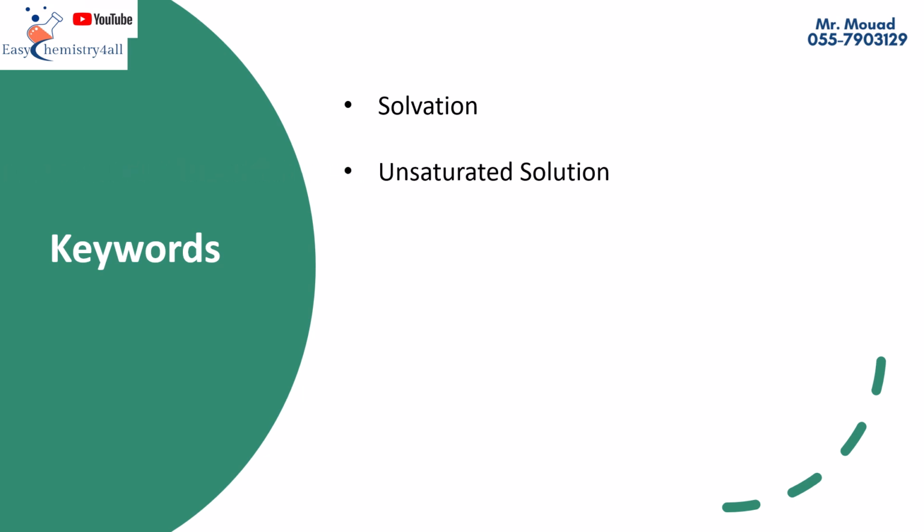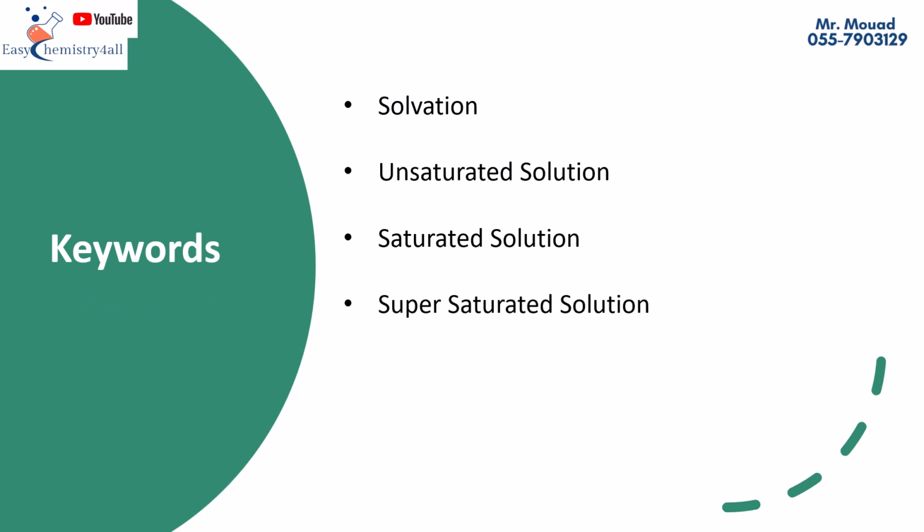We also have unsaturated solution. It's a solution that contains less dissolved solute for a given temperature and pressure than a saturated solution. In other words, more solute can be dissolved in an unsaturated solution. We also have saturated solution. It's a solution that contains the maximum amount of dissolved solute for a given amount of solvent at a specific temperature and pressure. We also have supersaturated solution and Henry's law, which we are going to cover in part 2 of the lesson.